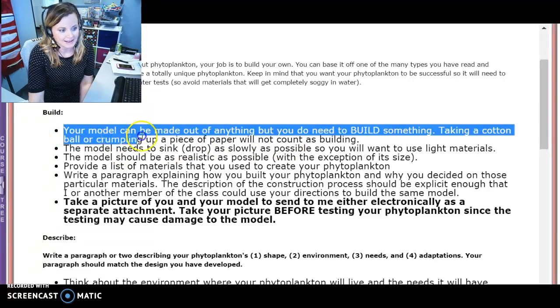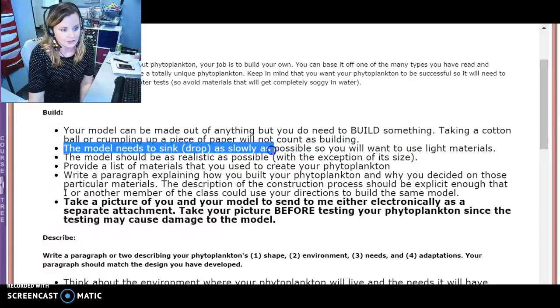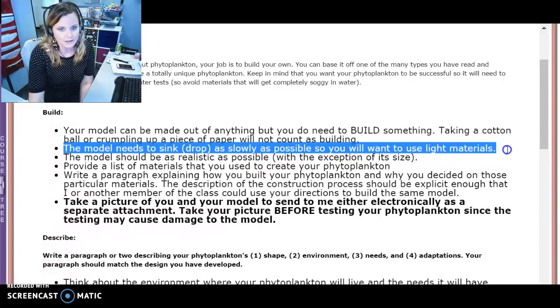It says this right away in the first part. Your model can be made out of anything, but you do need to build something. Taking a cotton ball or crumpling up a piece of paper does not count as building. The models need to sink, drop as slowly as possible, so you will want to use light materials. But also keep in mind that they do need to drop. And while all of them will drop in air because gravity, not all of them will drop in water because you have buoyancy to take into consideration, right?